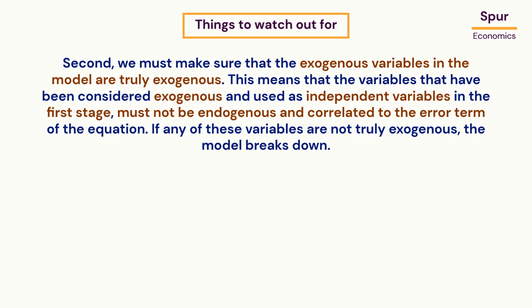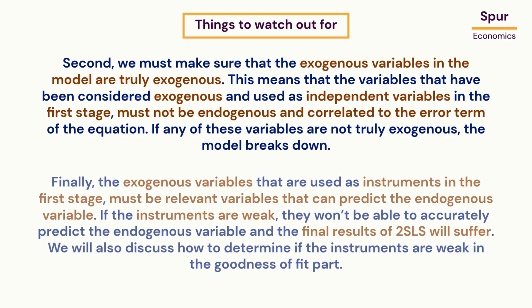Second, we must make sure that the exogenous variables in the model are truly exogenous. This means that the variables that have been considered exogenous and used as independent variables in the first stage must not be endogenous and correlated to the error term of the equation. If any of these variables are not truly exogenous, the model breaks down.